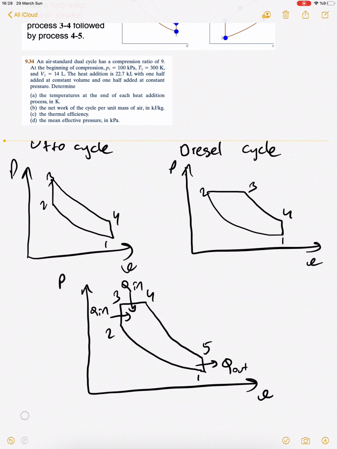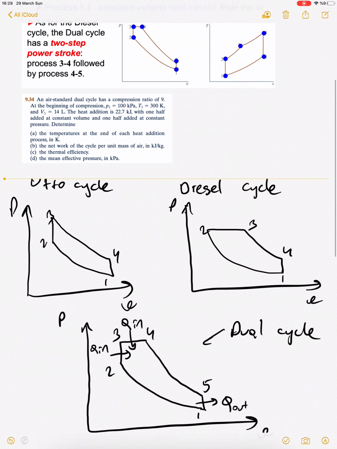Stage 1, constant volume. Stage 2, constant pressure. So if you want to really approach the Otto cycle, then you emphasize heat addition at constant volume. And if you want to model diesel cycle, you emphasize heat addition at constant pressure. So this is a dual cycle. Dual cycle can be used to model both Otto cycle and diesel cycle.